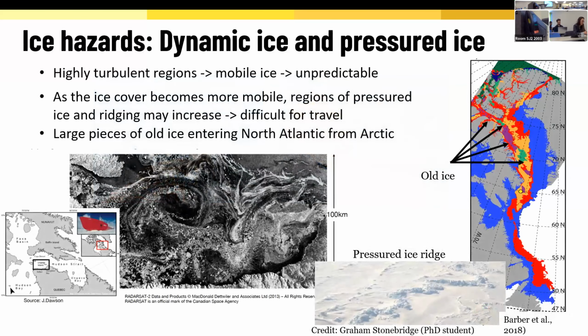So just a couple of slides about this. One kind of ice hazard is basically two different types of ice, dynamic ice and pressured ice. Dynamic ice is regions where the ice cover is changing really rapidly and is very difficult to predict. For example, in the bottom left you can see Hudson Strait, and the flow almost forms a little jet coming out into the North Atlantic. That's a very turbulent region.